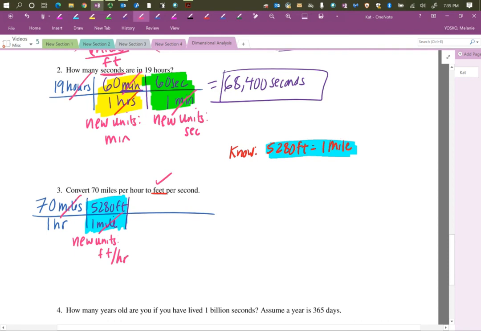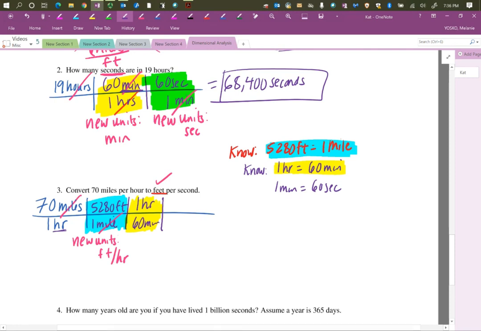Now I need to change hours to seconds. I have feet per hour, I need feet per second. So the feet part's good. Now I need to go from hours to seconds. So we also know 1 hour is 60 minutes. We said this a few minutes ago. And 1 minute was 60 seconds. So 1 hour is 60 minutes. I'm going to do this equivalency right here. But I now have hours in the denominator, so I need 1 hour in the numerator. I need the 60 minutes here.